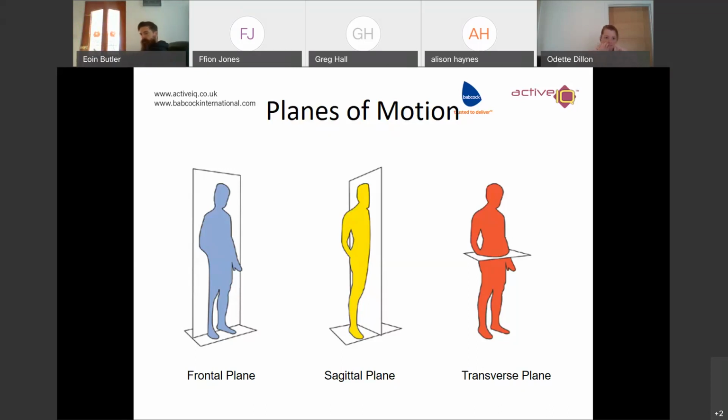Because it's in front, it's still sagittal plane. So this would be sagittal plane, whereas this would be frontal plane. Okay, that makes sense. Yeah, sure. Yeah, that makes sense. Cool.